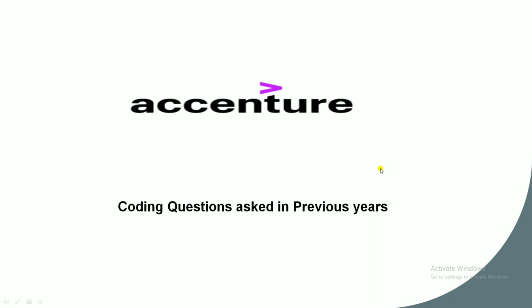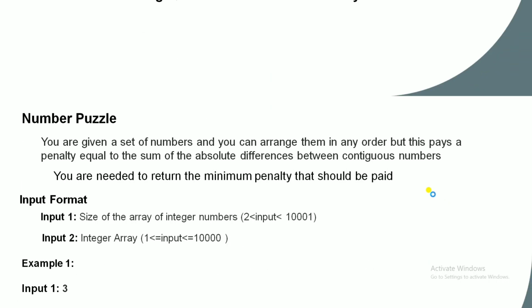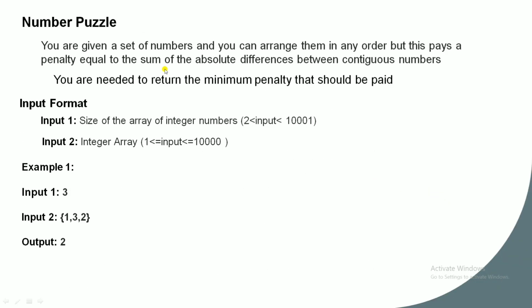Okay. So now without wasting your time, let's get started with the first question. The first question is number puzzle. You are given a set of numbers and you can arrange them in any order, but this pays a penalty equal to the sum of the absolute differences between contiguous numbers. You are needed to return the minimum penalty that should be paid.